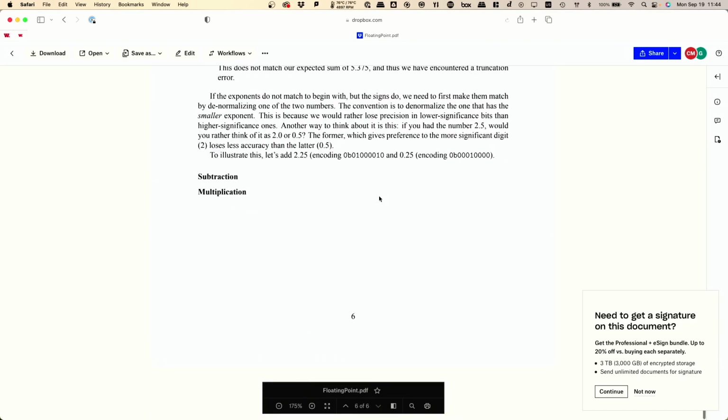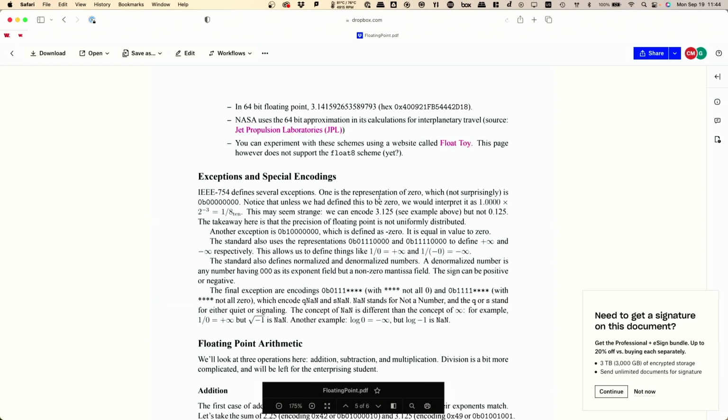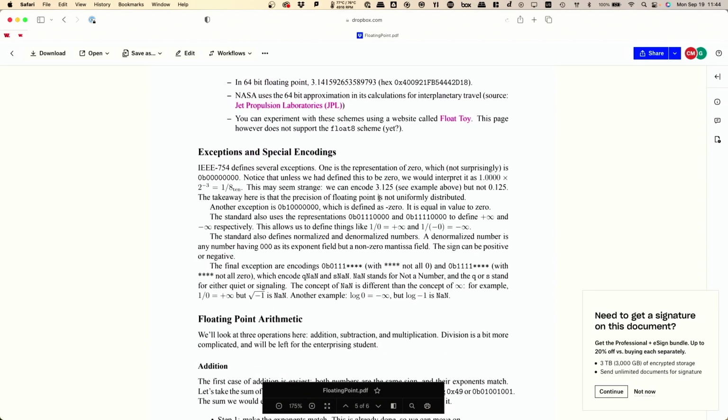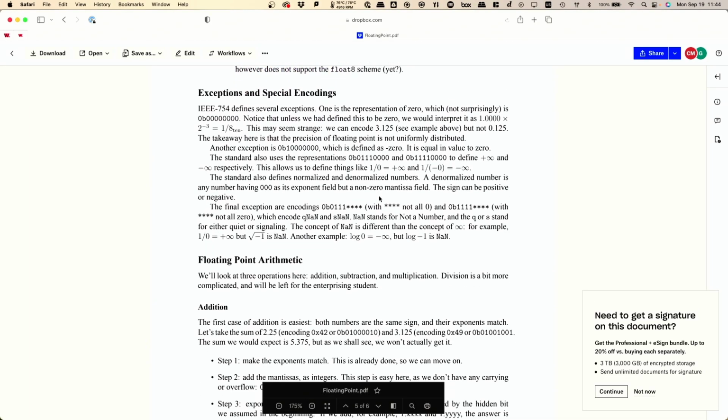Okay, so where are the exceptions? I thought I put those in here. Okay, so there are exceptions and special encodings. The exceptions allow us to encode, well, we just saw the zero issue, right? It's all zeros. But what about if I make the sign bit a 1? Well, then I have negative 0.